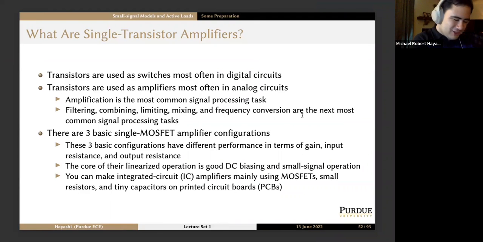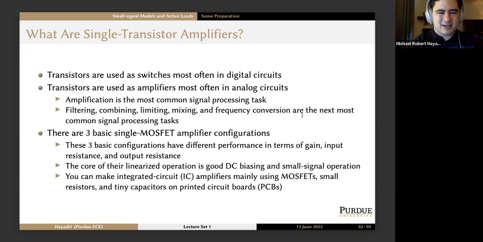In digital applications, which the vast majority of transistors in the world are used for, transistors are switches. So we're switching between deep triode mode and cutoff mode. But we use amplifiers in the saturation mode for analog circuits because amplification is the single most common signal processing task. Later on, we'll talk about the second most common signal processing class in this course, which is filtering. We even touched on combining, with things like the summing amplifier, which is a way to just add two signals together.